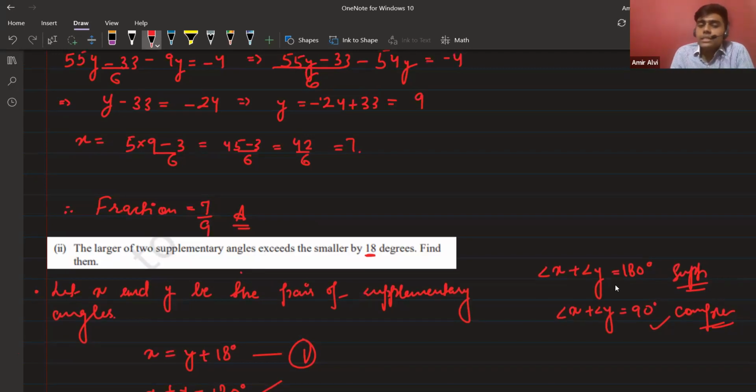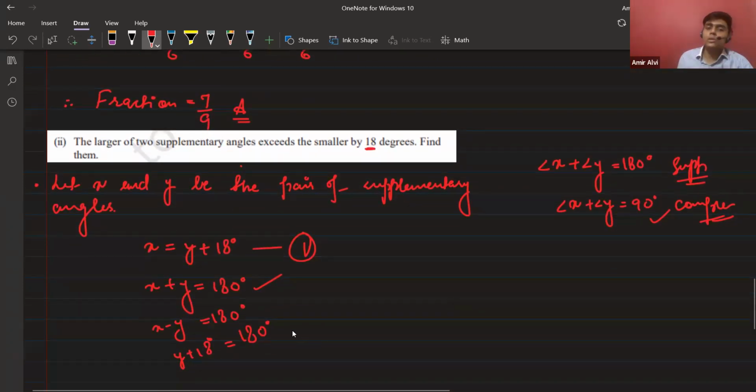Now you can directly see there isn't anything after this portion. The larger of two supplementary angles exceeds the smaller by 18. Find them. Is there anything after that? No, sir. Ajwad, you are saying x minus y equals 180. How is it possible, dear? Supplementary angles, if we add them, then it becomes 180. We don't subtract them. Got it?